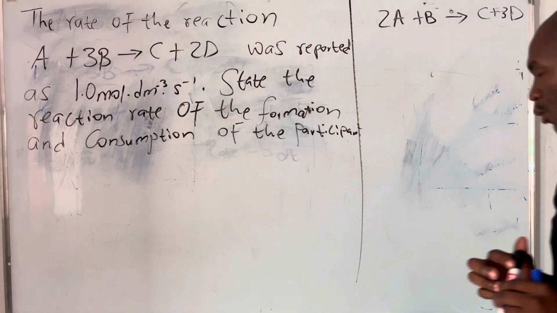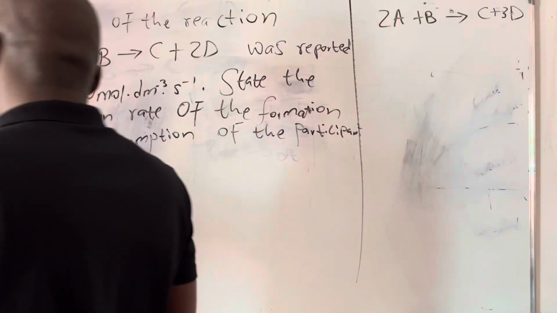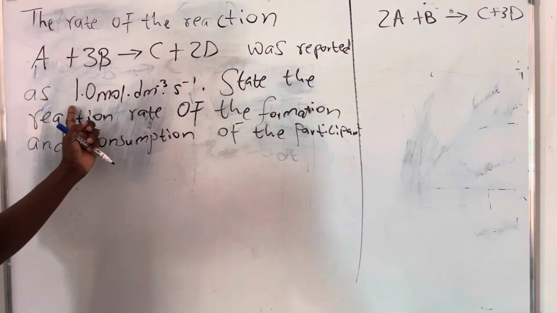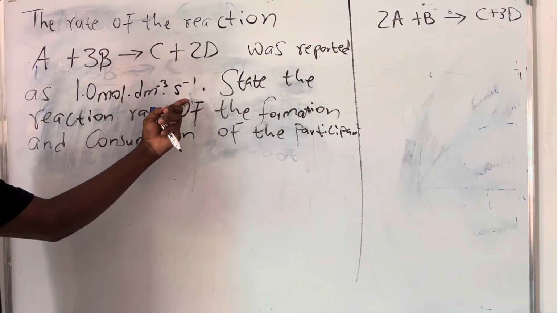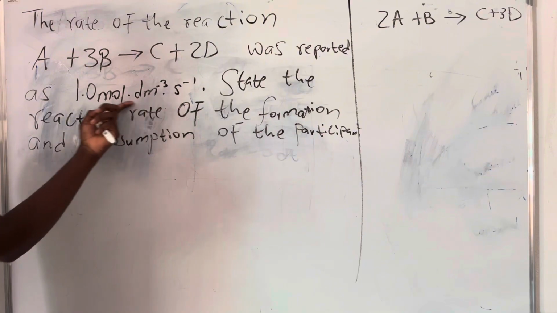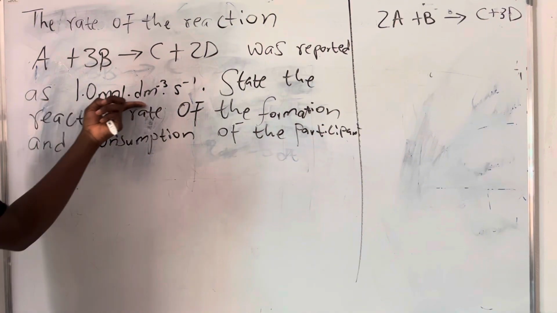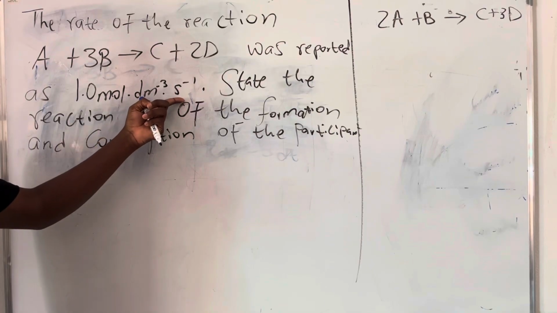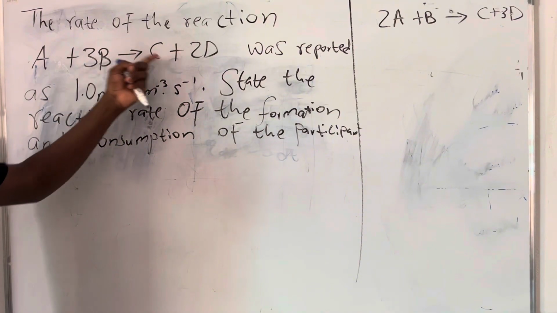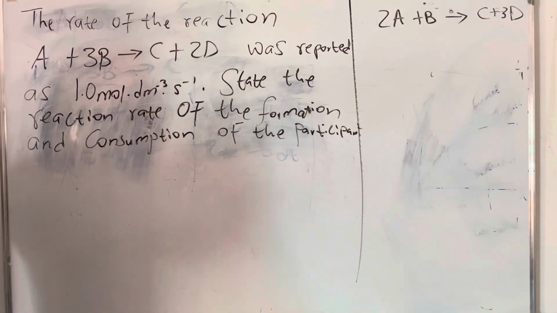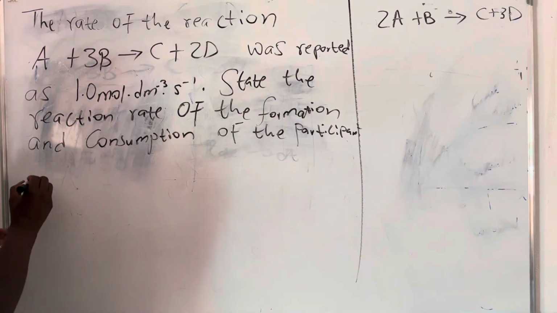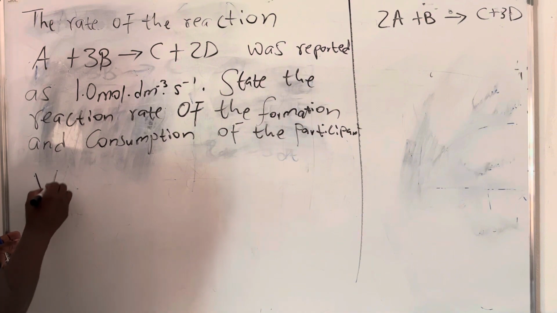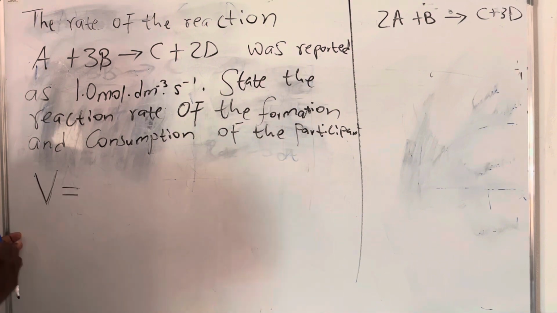Now, what we are going to do when you have something of this nature is that we are given the rate, right? Remember, the rate for everything should be 1 mole per decimeter cube per second, right? But you want to find the one for each participant. So how do we do that? Allow me this time around to say V for the rate, rate should be equal to what?